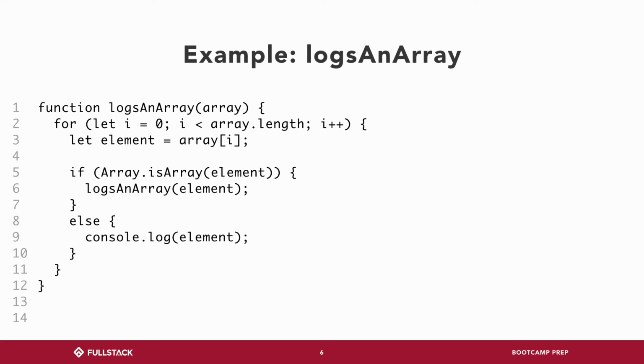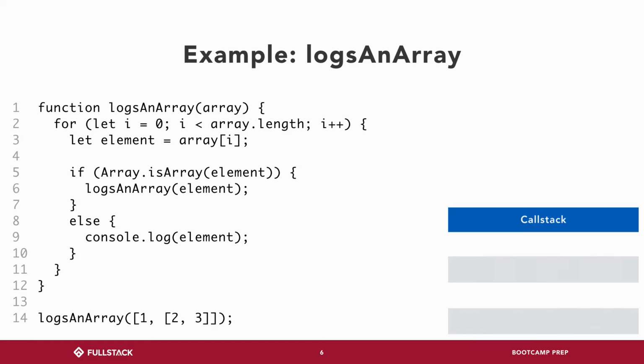So if element is an array, we can just call ourselves again, because we know that what we output are arrays that have either numbers or other arrays, right? So now if we call logsAnArray, we'll get what we want here. First we call logsAnArray with 1, 2, 3, and that outputs 1, right? Because the first time through, the if check fails, because the element is not an array, and we console log out the 1.